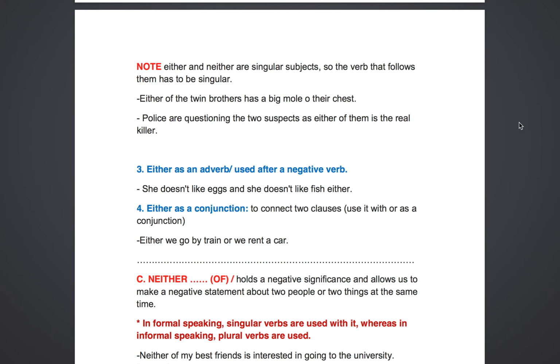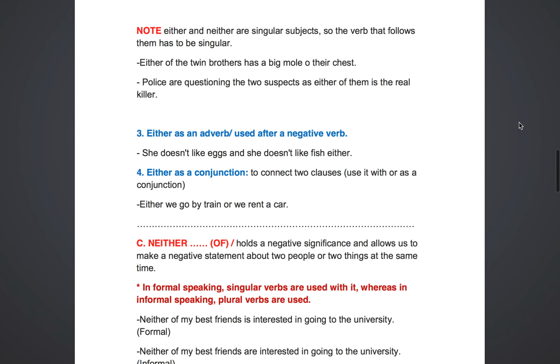Here we have a note. Either and neither are singular subjects. So this is very important to focus on. So I hope you focus on it and try to understand it. So when we have either and neither, the verb we have must be singular. So the verb that follows them has to be singular. Either of the twin brothers has a big mole on their chest.